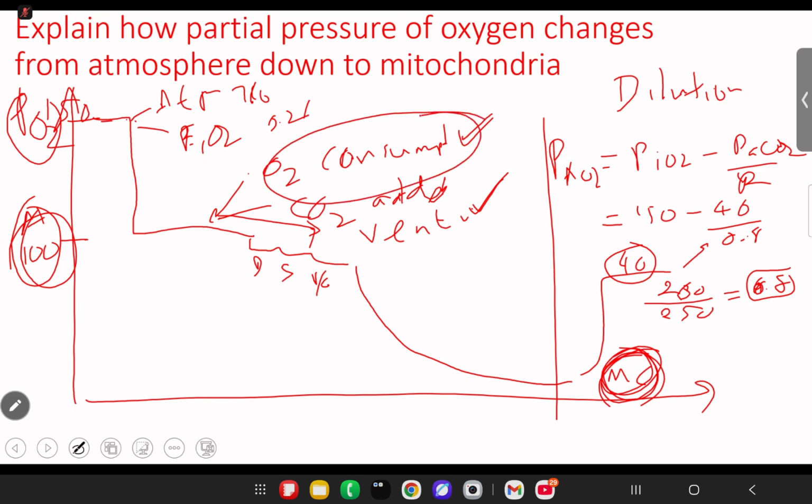So the alveolar tension will not fall, and nobody is adding carbon dioxide. Whatever carbon dioxide is there is taken away by the ventilation, and the next breath comes in with almost no carbon dioxide, being atmospheric air. So it is filled by atmospheric air, and it will be 150.